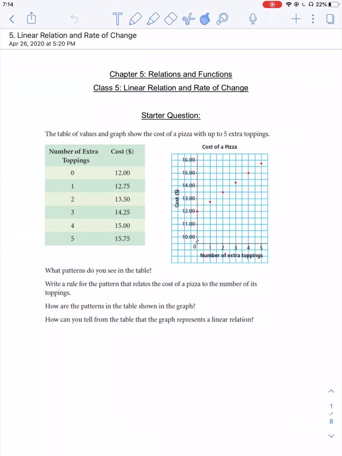Okay, so today is the last lesson for this week. This will be a combination of what we've covered so far, plus what you've probably already seen in grade 9. So we're going to be talking about linear relations and rate of change, okay? Those are the two notions that we will focus on today. But I think you've already seen this in grade 9, so for some of you it might be a refresher.